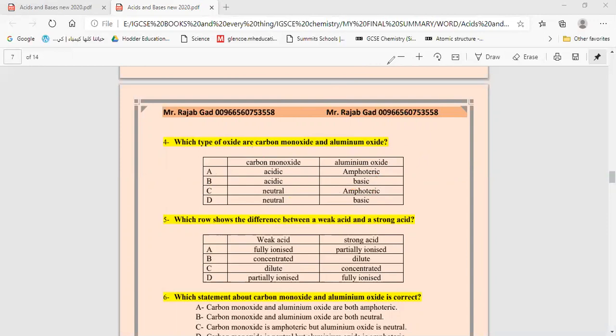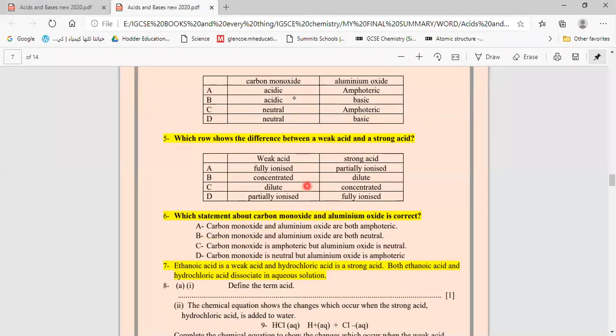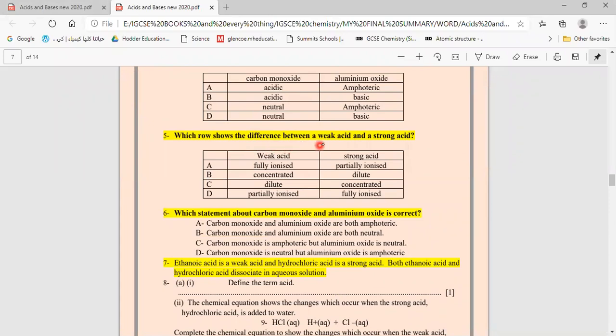Next one. Which row shows the difference between weak acid and strong acid? Here I want to ask about strong acid and weak acid. We say that a weak acid is partially ionized, so this one is incorrect. Diluted is something else, right? There is no relationship between weak and diluted. So this one, partially ionized, is correct. Let's go to the other column. Strong acid, fully ionized. Yes, this one is correct. The correct answer: weak acid, partially ionized; strong acid, fully ionized.